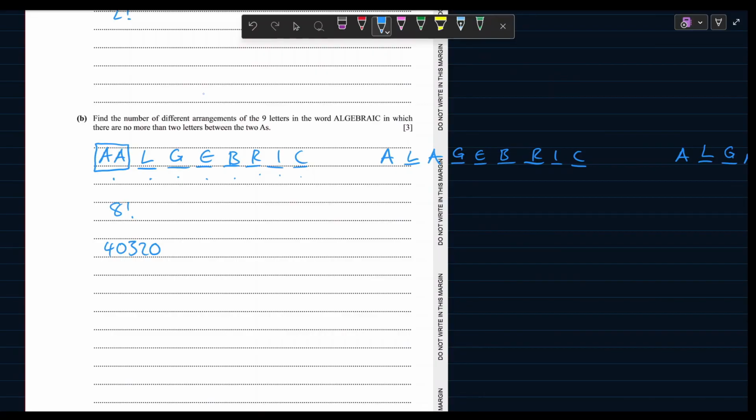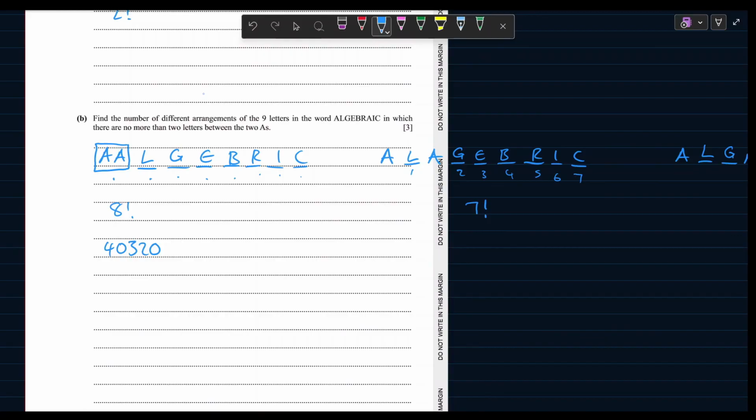And now let's look at the scenario where there's 1 letter in between our A's. So I want to fix the position of our A's. That way, it means that we can control the number of letters in between our A's. And in this case, we only want to have 1 letter in between. So we're going to be rearranging 1, 2, 3, 4, 5, 6, 7 items. So that's going to be 7 factorial.